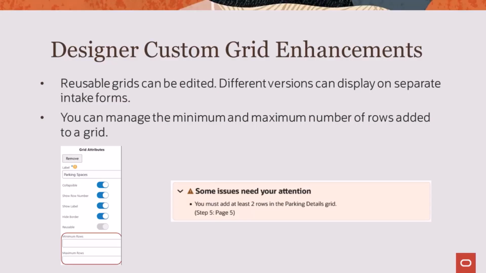For example, you can add a reusable grid to a new intake form design and change labels, hide columns, or add columns to suit the current intake form. Also, you can now use the minimum and maximum attributes on the Grid Attributes panel to set the minimum and maximum number of rows an applicant can enter on a grid. If the applicant doesn't enter the required number of rows or has entered too many, they'll see a warning message indicating the grid requirements.